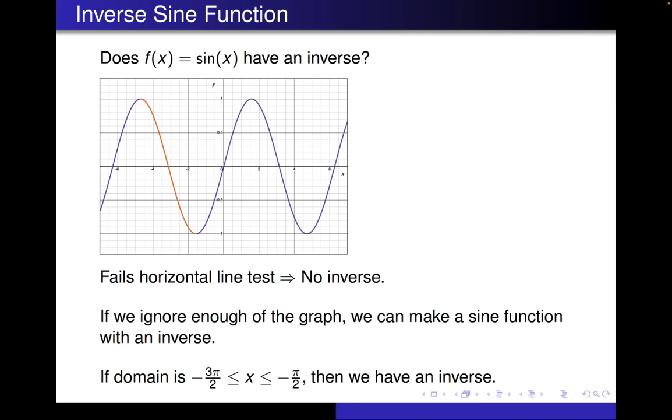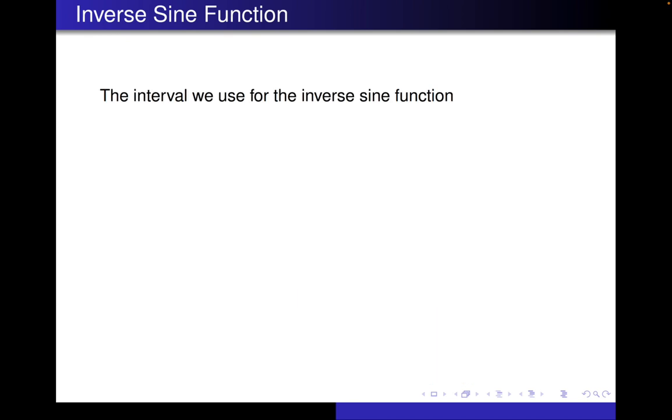Now, of course, in an ideal world, you and I would agree to that interval ourselves, whichever one we think is our favorite. Unfortunately, a bunch of mathematicians beat us to the punch, and the one we're going to use for the standard inverse sine function, called the arc sine function, is going to be the angles between negative pi over 2 and positive pi over 2.